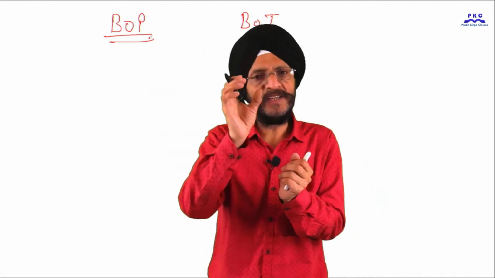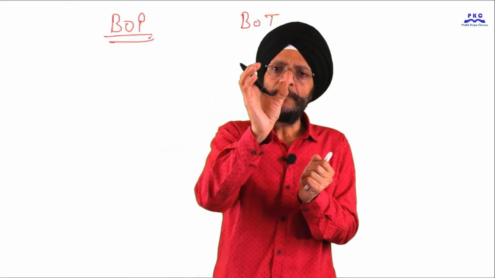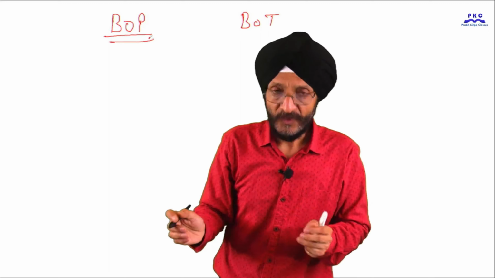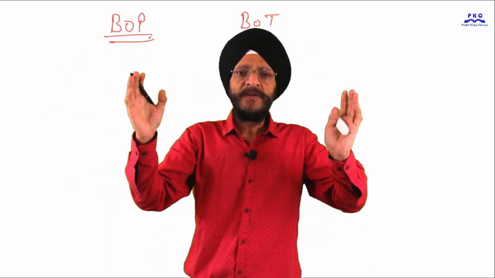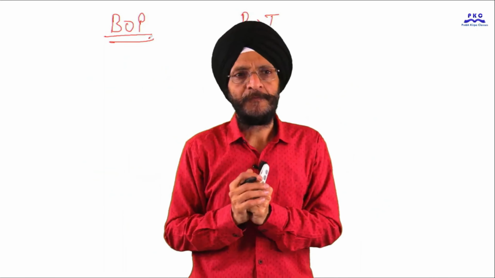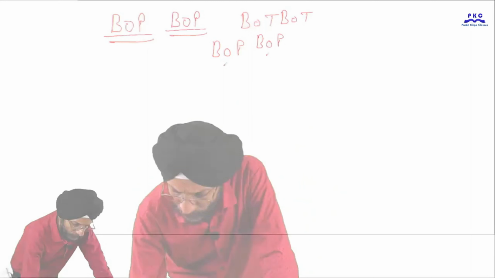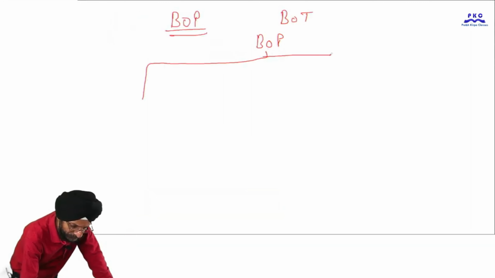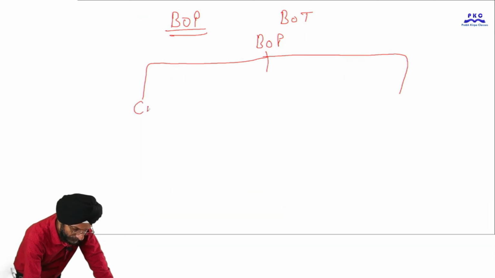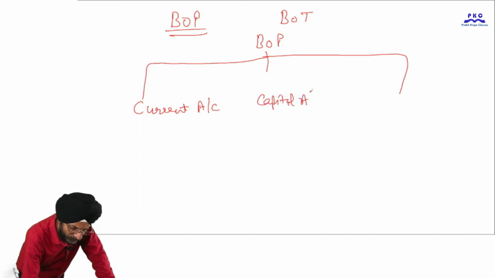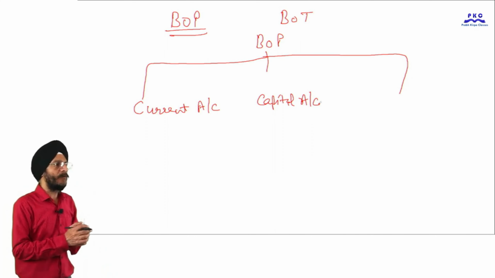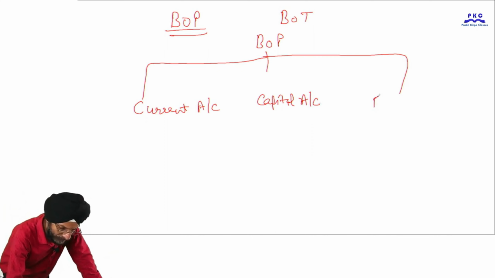We have already discussed in detail the meaning of balance of payment. Balance of payment is a very big concept. As already discussed, balance of payment has three components. First is current account, second is capital account. Although I am using A/C in place of account, you are to write it completely. And the third is financial account.